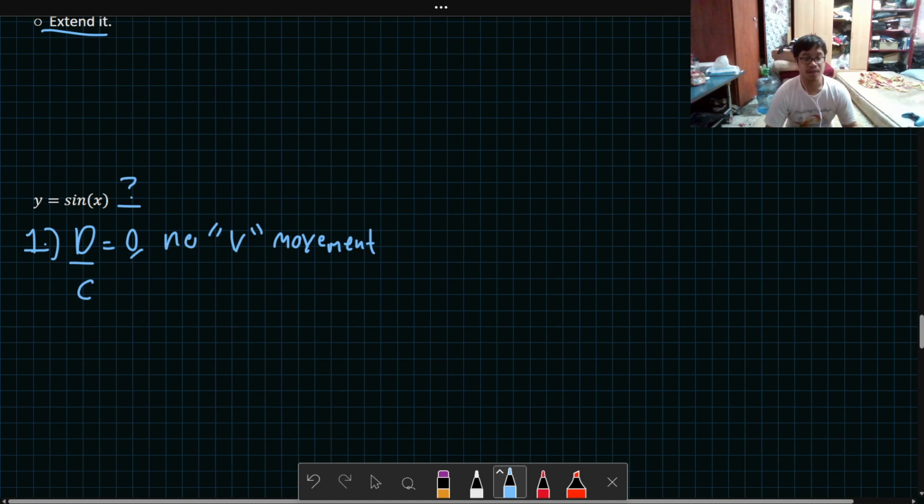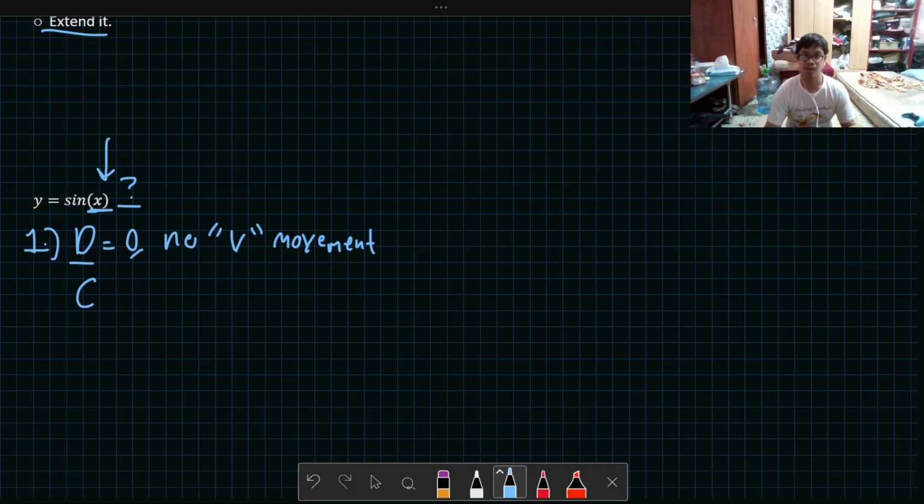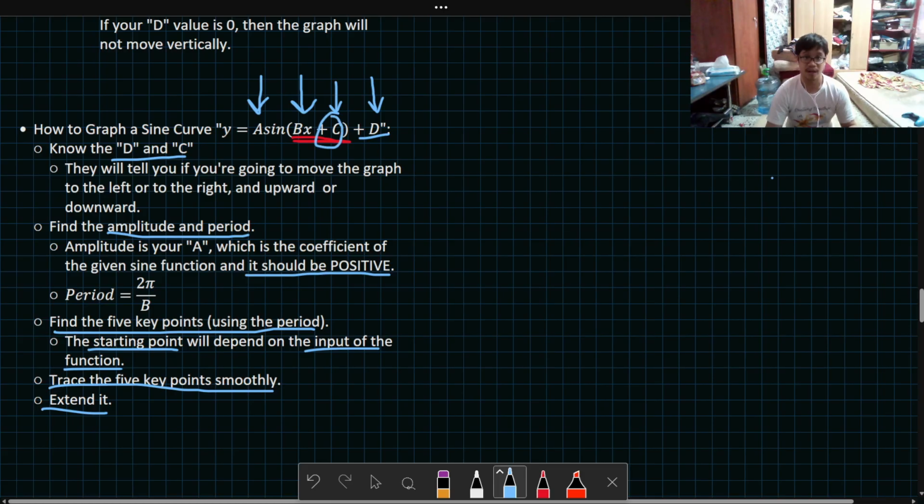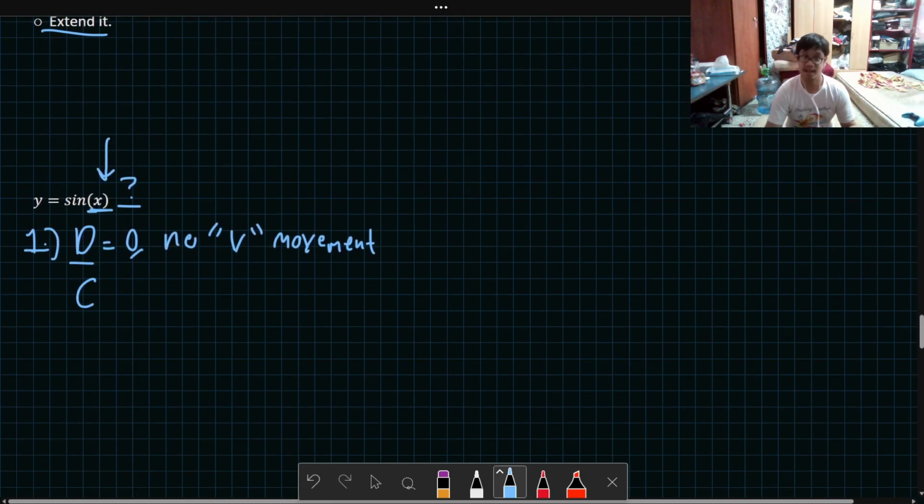Now, next for C. C is basically like a constant term, but inside the sine, or basically inside the parentheses in the input. You see, there's no C here, or a number beside the X. You know what I mean? So remember again, C is what? It's like a constant term, but inside the sine function. As you can see, it's similar to D. It's not visibly given, so your C is 0.